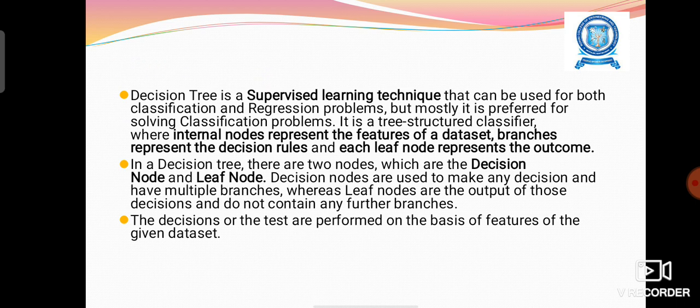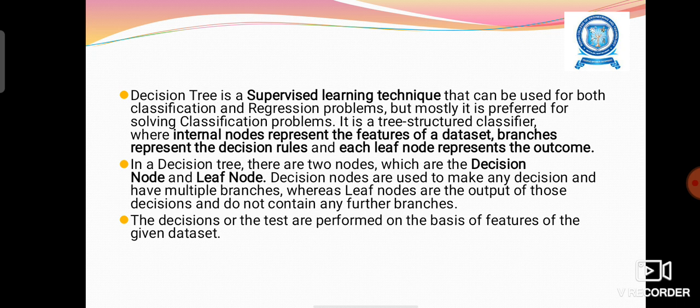Decision tree is a supervised learning technique that can be used for both classification and regression problems. It is mostly preferred for the classification problem. It is a tree structured classifier where the internal nodes represent the features of a data set, branches represent the decision rules, and each leaf node represents the outcome.